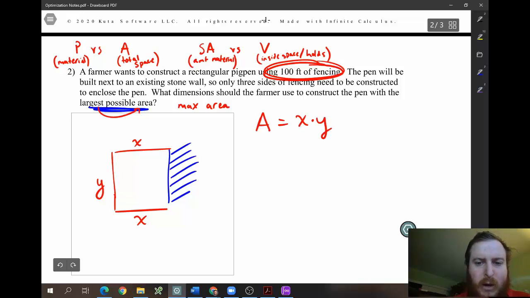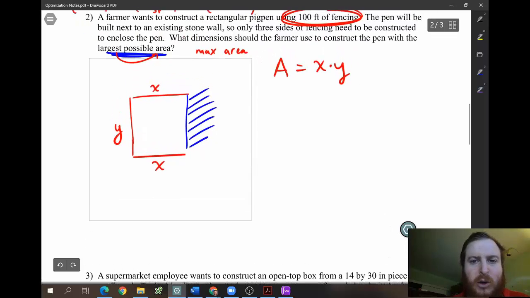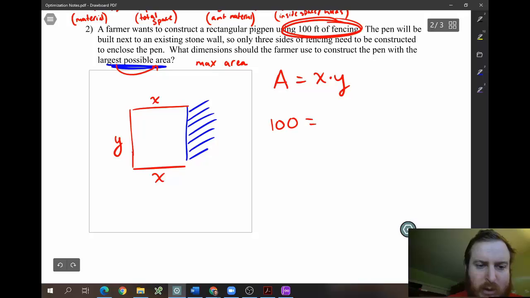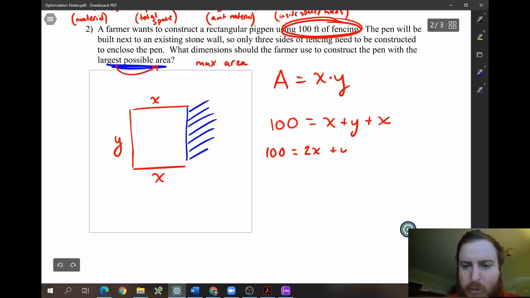We have 2 variables. Whenever you have 2 variables, you need a supporting second equation. Well, that second equation is from the amount of fencing. So that 100 feet of fencing would need to equal x plus y plus x. Right? That's the perimeter, that outside. Or 2x plus y. So I'll solve for y, so I don't have to divide, and I get 100 minus 2x.